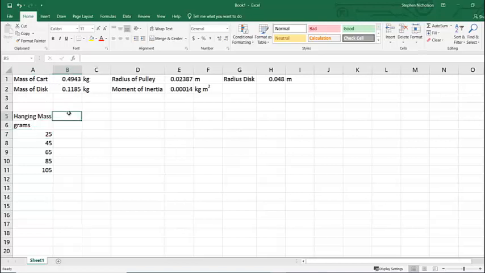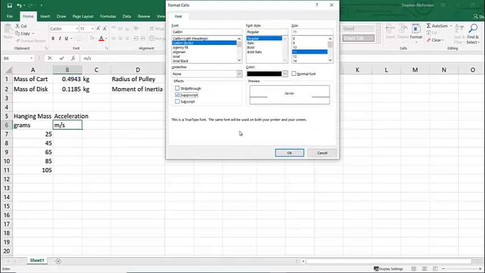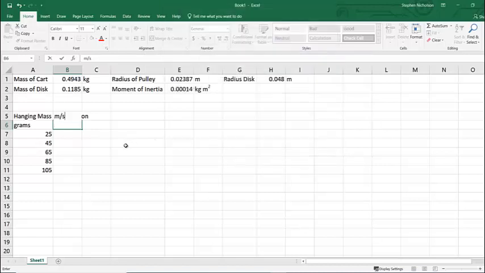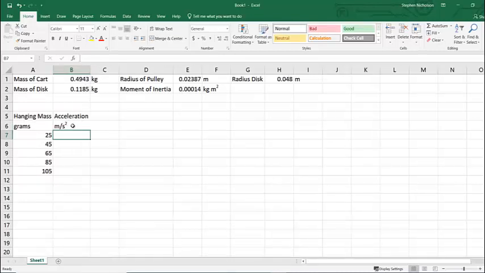And then we have the accelerations, and those units are meters per second. Go here to font, choose superscript, and then square it. And again, let's double click between C and C so we can see the entire thing. So we got the hanging mass in grams, and the acceleration. These are the measured ones.